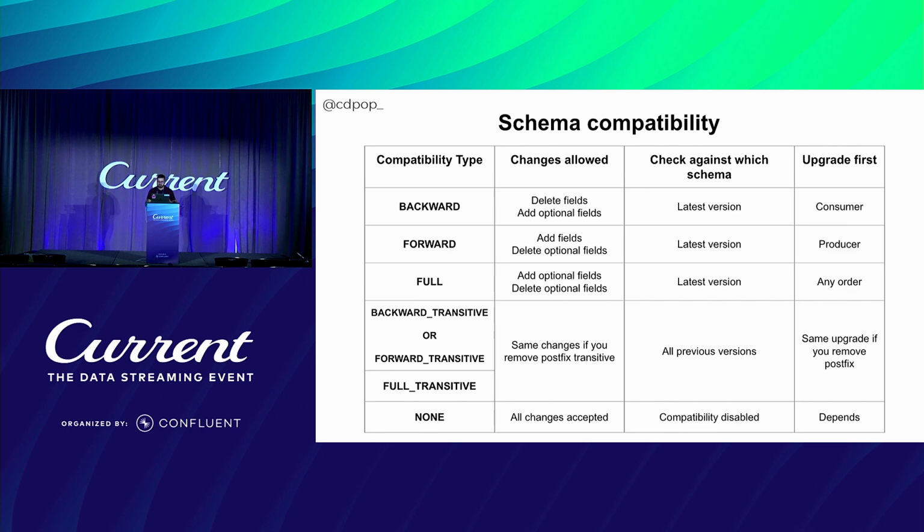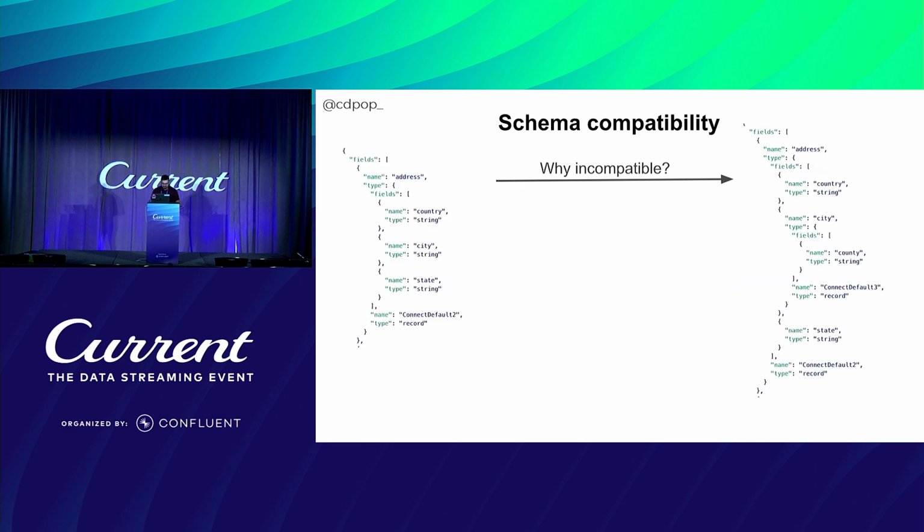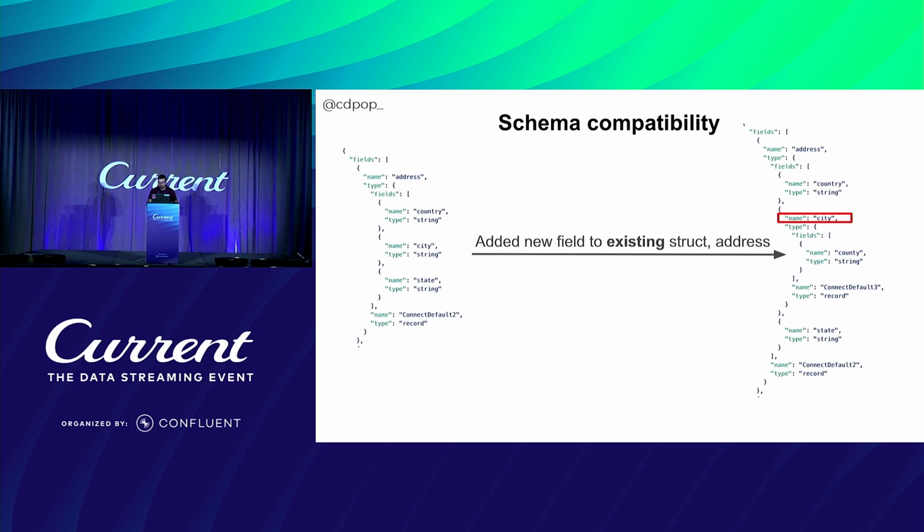So now that we went over a really high-level overview, why is this incompatible? So let's think about this for a second. On the left-hand side, we have address, country, city, and state. On the right-hand side, we still have those fields, but city now also has county. So we need to look at the schema. What we should notice over here, on the right-hand side, within the city field, is we had city previously registered for this topic for the schema, but we're simply adding a new field. We're modifying city, so now we have another field, which is county.